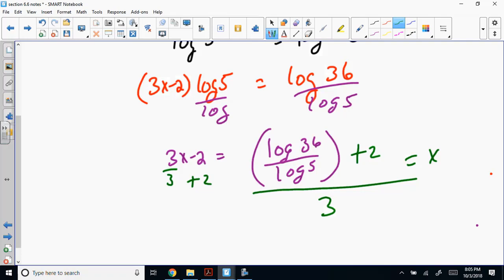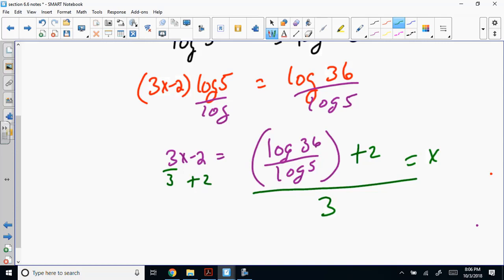I've done it in one step, but two things. I added 2 and divided by 3, right? So I add the 2, and then everything's divided by 3. In your calculator, this is how I would do it. I would take log of 36 divided by log of 5, enter. Then I would add 2, hit enter, and then I would divide by 3.